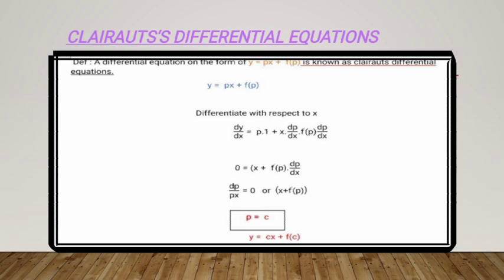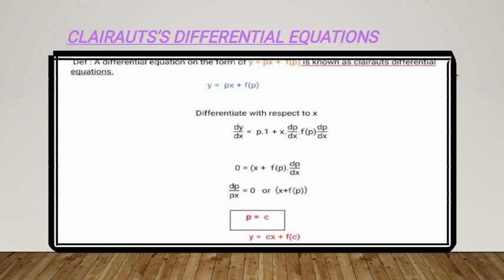Then we have two possibilities from algebra. We have dp by dx equal to 0, or x plus f dash of p equal to 0. So friends, from this we simplify and get p equal to c by integrating. So substitute this value of p equal to c in the given equation. We get y equal to cx plus f of c, and this is the solution of Clairaut's equation.